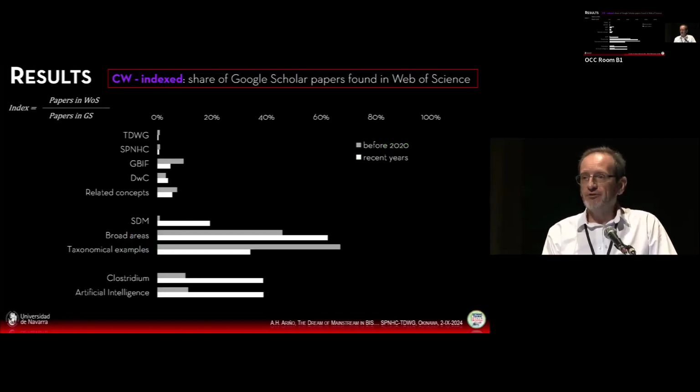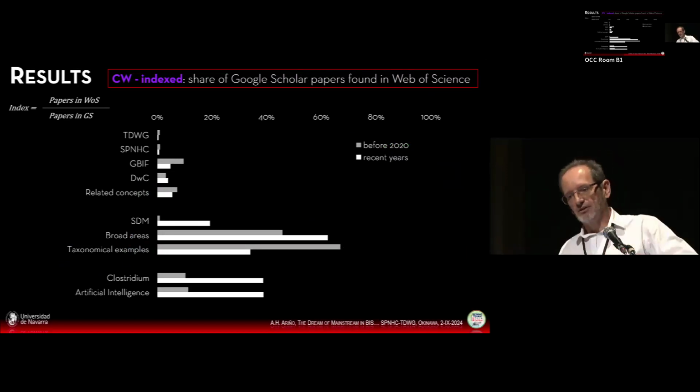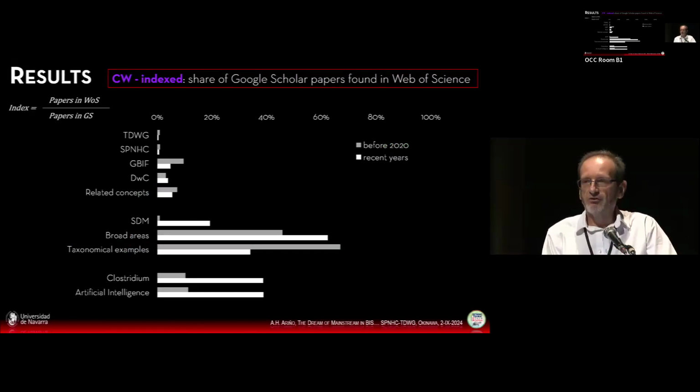The proportion of indexed literature is very, very small in the case of Tadwig, Spinach, GBIF output, Darwin Core, or related concepts such as taxonomical database, biodiversity database, etc., as compared to other fields such as ecology, taxonomy. I have a specific one, which is species diversity models. And also, it doesn't change much from old literature to recent literature, okay? So, no, we are not indexed. We are fringe, in a sense.